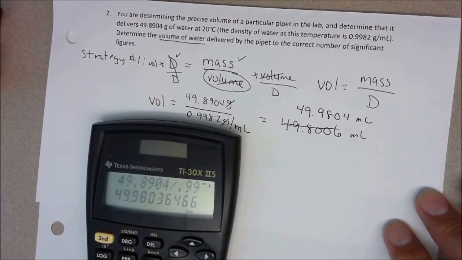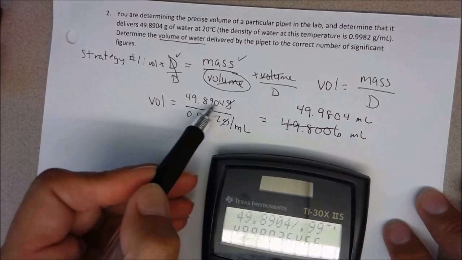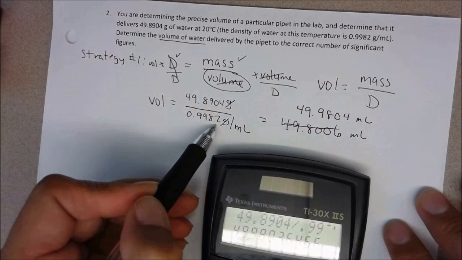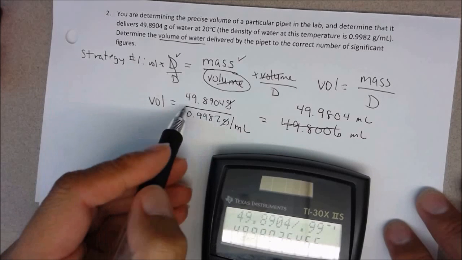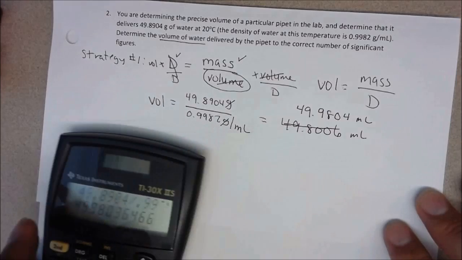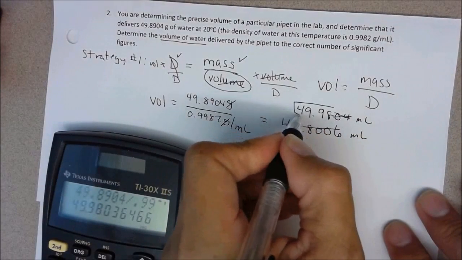Now the next question is, how many significant digits should we have on this number? There are 6 significant figures in the mass. There are only 4 in the density. Since this is a division problem, we go with the 4 significant figures, which gives us an answer of 49.98 milliliters.